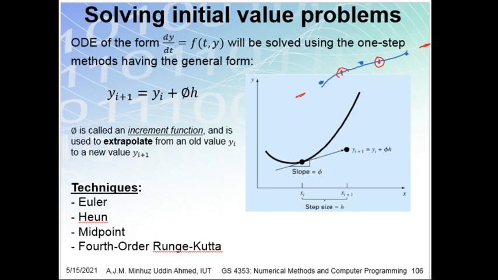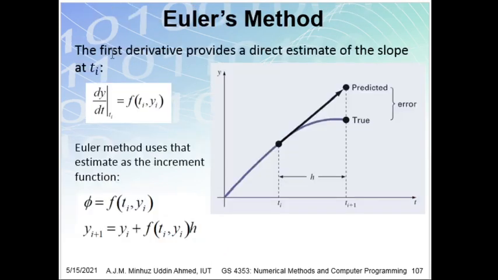The techniques we will use in initial value problems are the Euler method, Heun's method, the midpoint method, and the Runge-Kutta method. As you can see, the fourth-order Runge-Kutta is very popular among people, and we can use it for solving initial value problems as well. So let's see the first one, the Euler method for solving any ordinary differential equation.